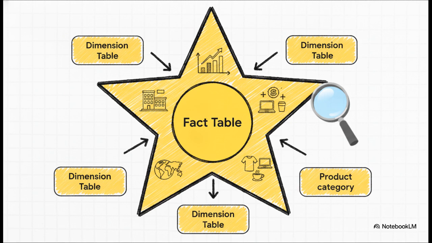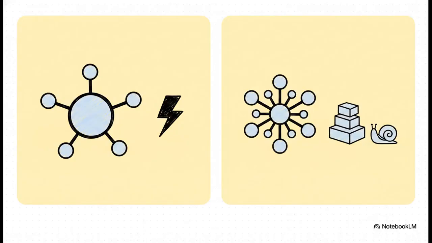This center is surrounded radially by what we call dimension tables, which hold descriptive attributes like the store location or the product category. Because these dimension tables are denormalized, which just means they deliberately allow some repetitive data, they maximize query read performance. It's incredibly fast because the database engine doesn't have to jump through a bunch of relational hoops to fetch the answers. But in engineering, there are always trade-offs, right?